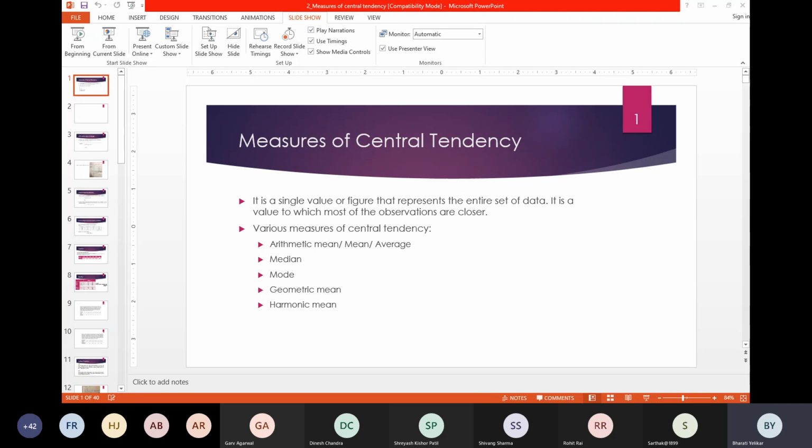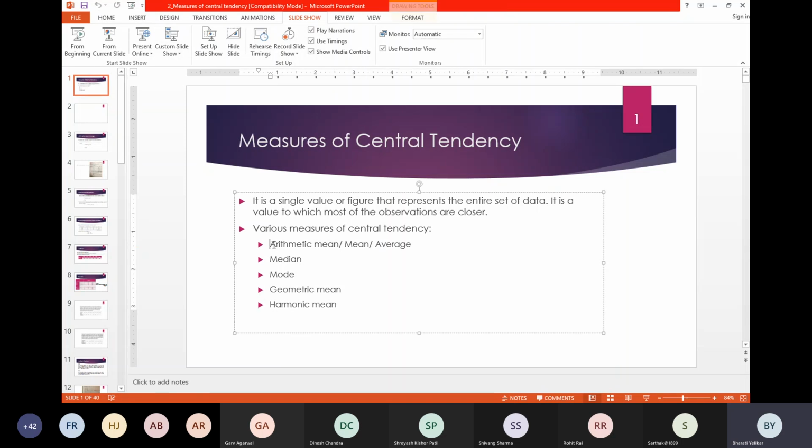Okay, so what is that? It is generally described using measures like mean or average. Okay, so this is the arithmetic mean, or just mean, or average. So these are the various measures of central tendency. So what is this mean or average?